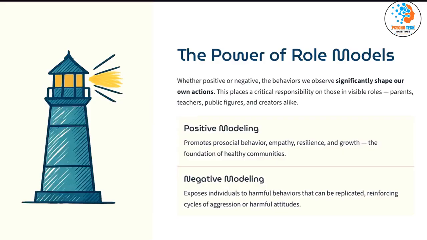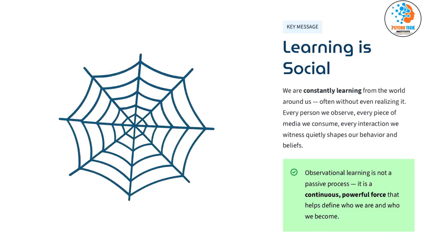The people we observe have a strong influence on us. Positive role models can promote empathy, resilience, and growth. However, negative role models can lead to harmful behaviors being copied. This highlights the importance of responsible behavior, especially for those in influential positions.